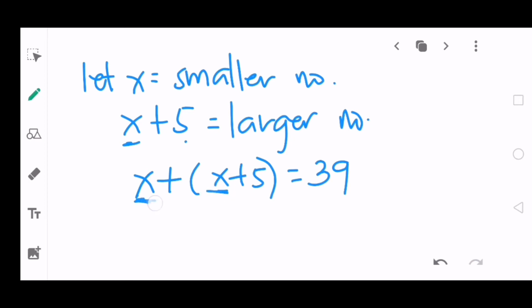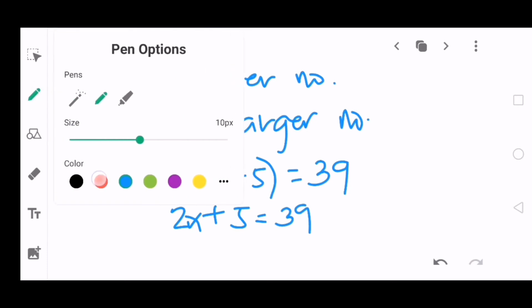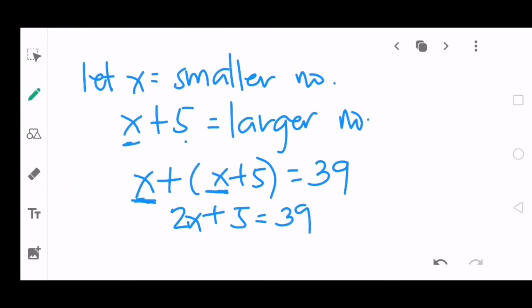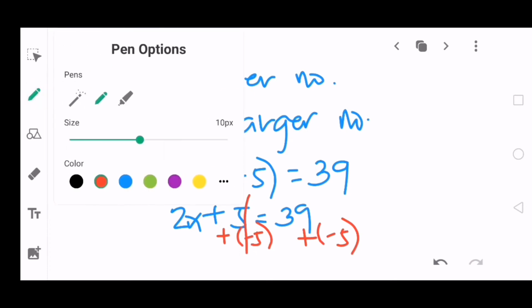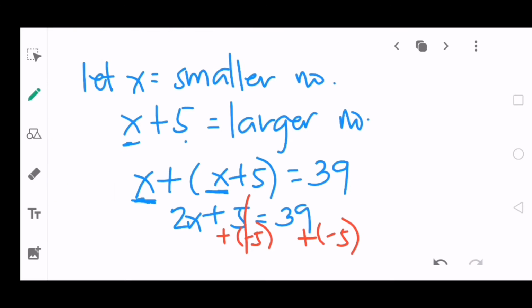Now what we will do is to solve for the value of x. To simplify this one, x plus x is 2x plus 5 is equal to 39. Again, in order to eliminate 5 here, we will add -5 on both sides. So this one will be cancelled out, or will be 0. What will remain in our equation is 2x is equal to 39 plus -5. And 39 plus -5 is 34.